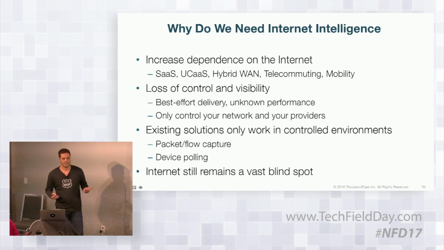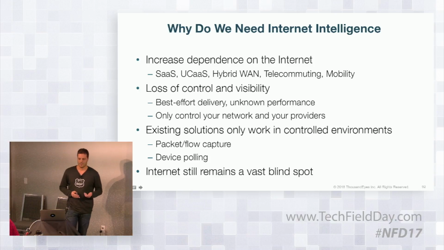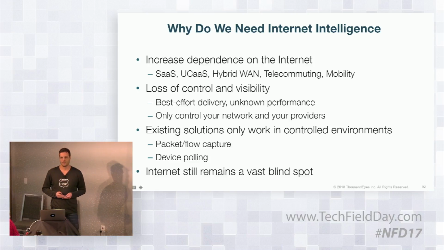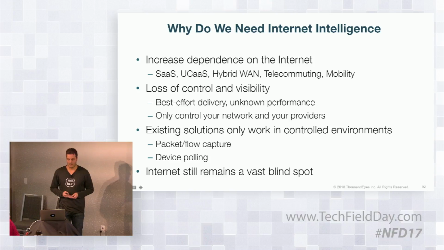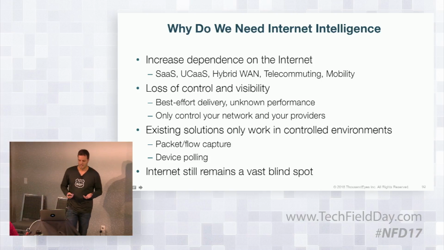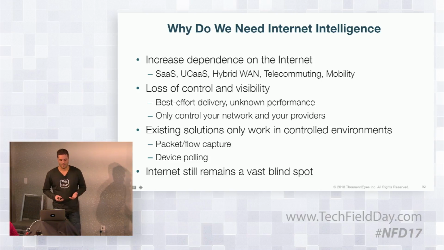So why do we need all this data? Obviously, there are more and more use cases and applications that rely on the internet: software as a service, hybrid setups. You have people working from home, connecting to the VPN endpoint in the data center. You have mobile workers. All these cases rely on the internet. And obviously, once you move from a network you control to a network you don't control, it's best-effort service. So there's unknown performance, and you lose control of things.